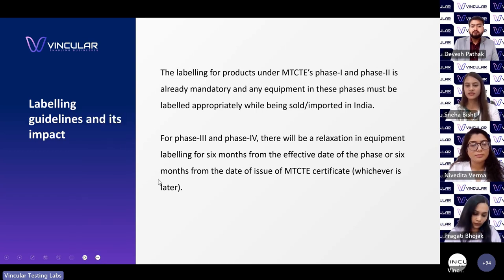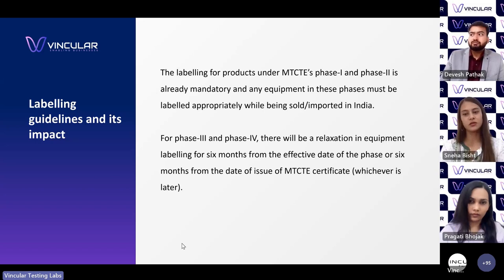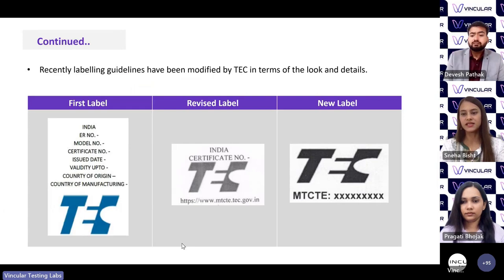Now, similarly for phase 3 and phase 4, like Pragati mentioned, for equipment going mandatory from 1st October 2023, the labeling requirement will be relaxed till 1st April 2024. And for equipment going mandatory from 1st January 2024, the labeling requirement will be relaxed till 1st July 2024. I will now move on to the next slide, which will talk about the recent changes in the MTCTE label from TEC. So very recently, TEC has changed the look of the TEC label to make it more compact.